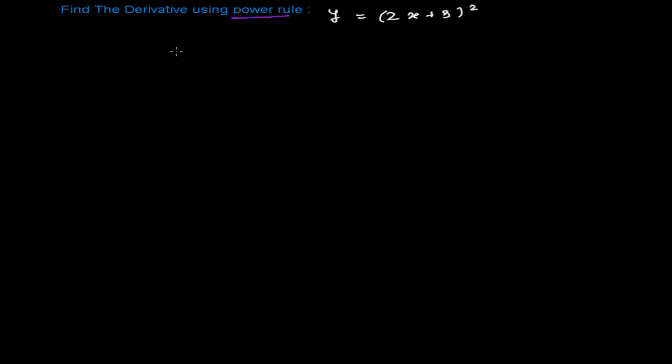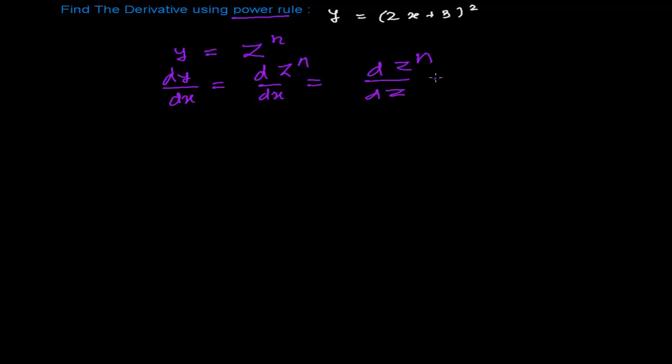Suppose you have a function y equals some base, you can choose, like, suppose z to the power n. Try to understand. z is your function whose power is n, and if you have to find the derivative of z to the power n with respect to x, then the derivative of y with respect to x is actually the derivative of z to the power n with respect to z, because you have to differentiate with respect to z only, times the derivative of z with respect to x.